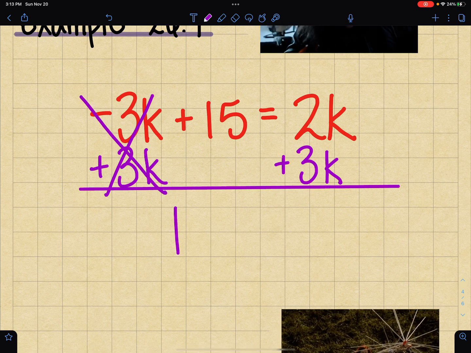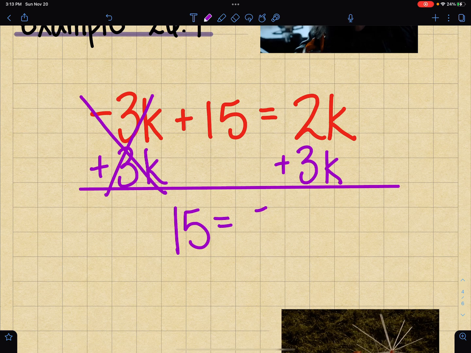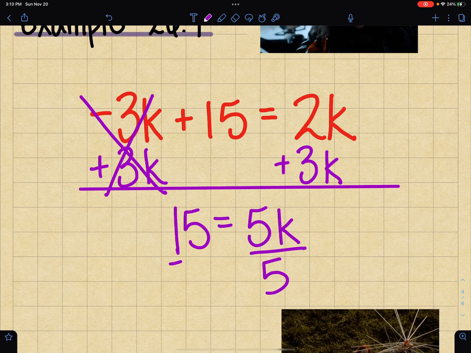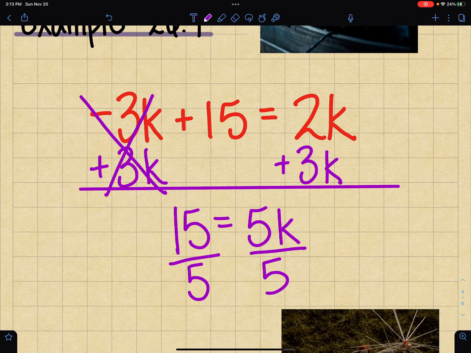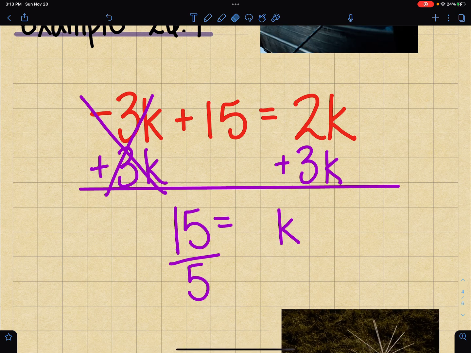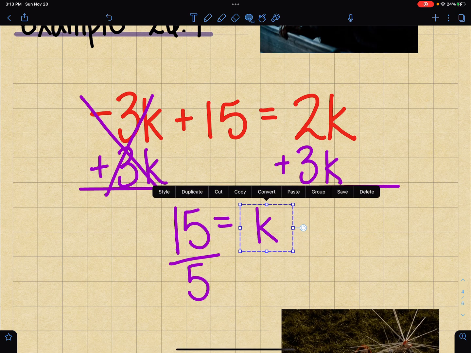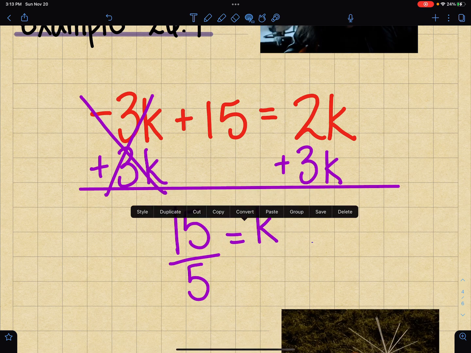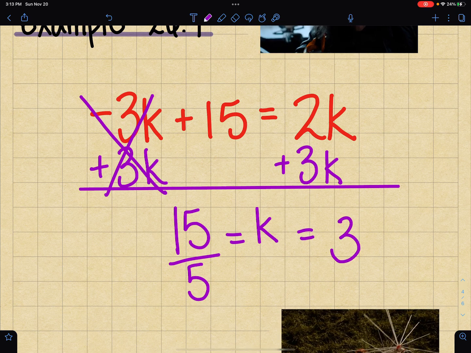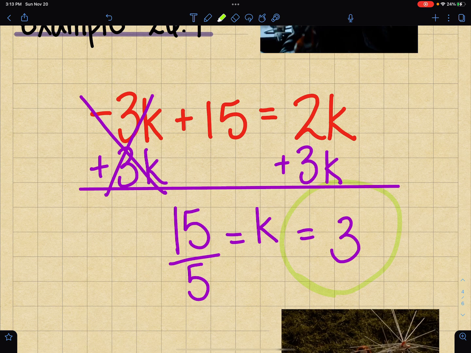So on the left-hand side, we're left with 15 is equal to 5k. And we're going to divide by 5, and these 5's cancel out. So I'm left with k is equal to 15 divided by 5. Of course, that can simplify. 15 divided by 5 is just 3. So k is equal to 3.